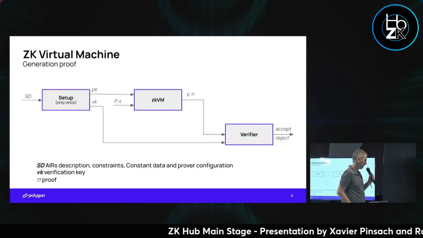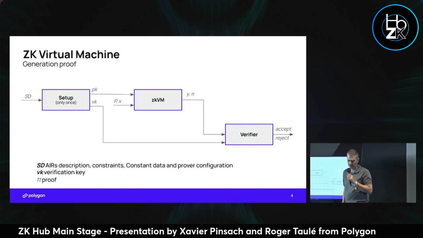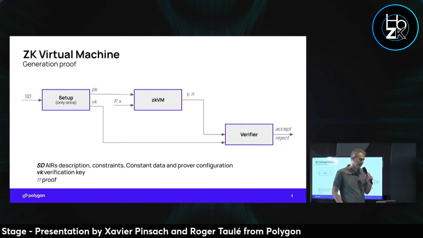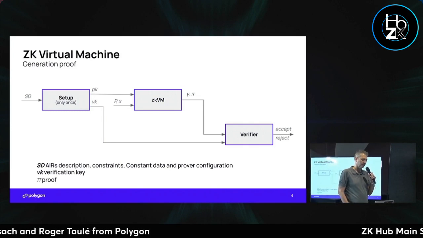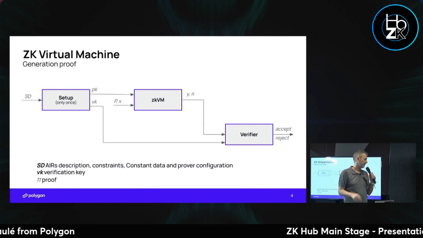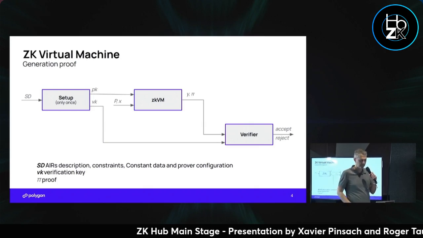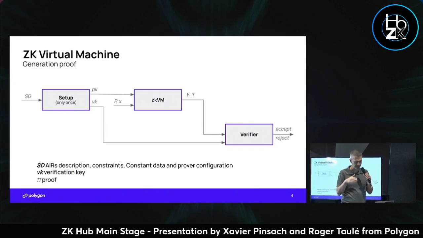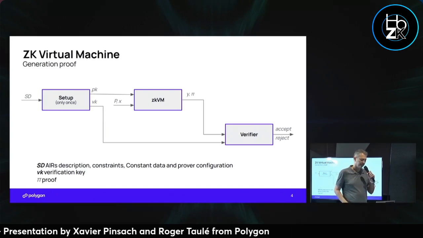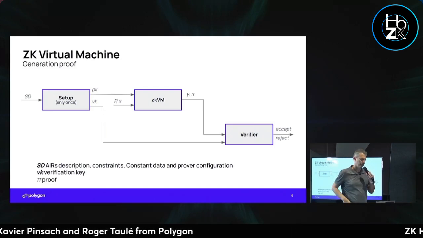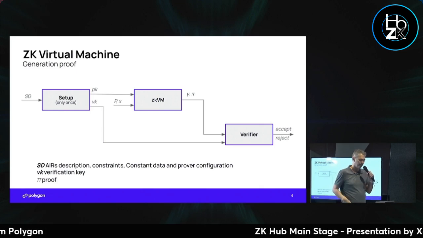Okay. And here is the workflow. There is a specific part, the setup, that is run only once. Given some AIR descriptions, AIR meaning algebraic intermediate representation, and constraints, and some constant data, and some setups related to the prover, it generates a proving key to be able to generate the proof, and a verification key to be able to verify the same proof.